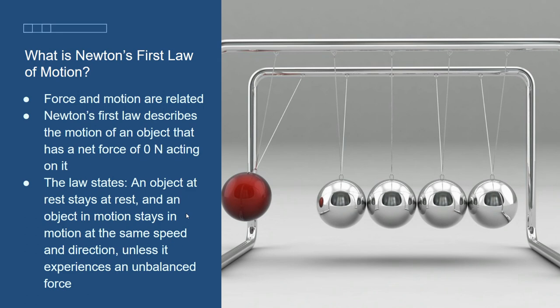Okay. Newton's first law is this. It's probably one that you have all heard and probably could repeat. The law states this: an object at rest stays at rest, and an object in motion stays in motion at the same speed and direction unless it experiences an unbalanced force. You often hear me say an object at rest stays at rest, an object in motion stays in motion at the same speed and velocity, unless it is acted upon by an unseen force. So Newton's first law describes the motion of an object that has a net force of 0 acting on it. Okay. So an object at rest is going to stay at rest unless something comes and moves it.